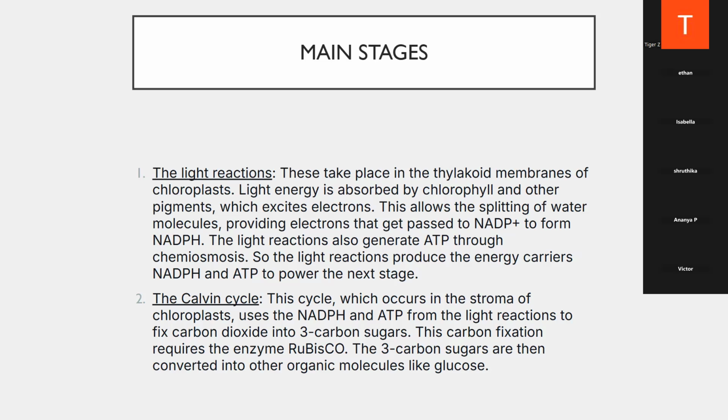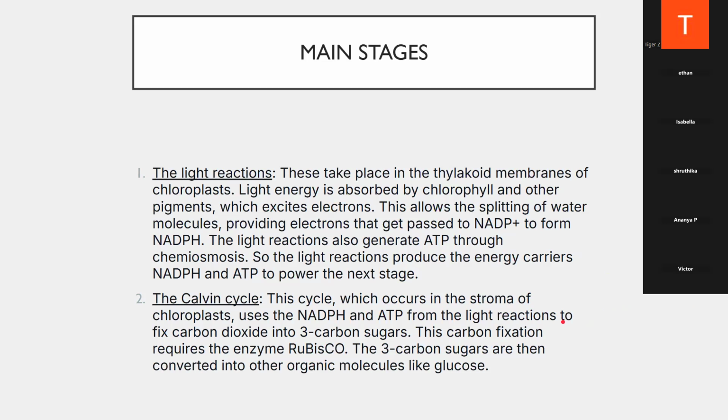And then this produces the energy carriers NADPH and ATP to power the next stage, which is the Calvin cycle. This is also called the dark reactions because it doesn't require light to occur. It occurs in the stroma of the chloroplasts and then uses the NADPH and ATP from the light reactions. And it fixes carbon dioxide into three carbon sugars.